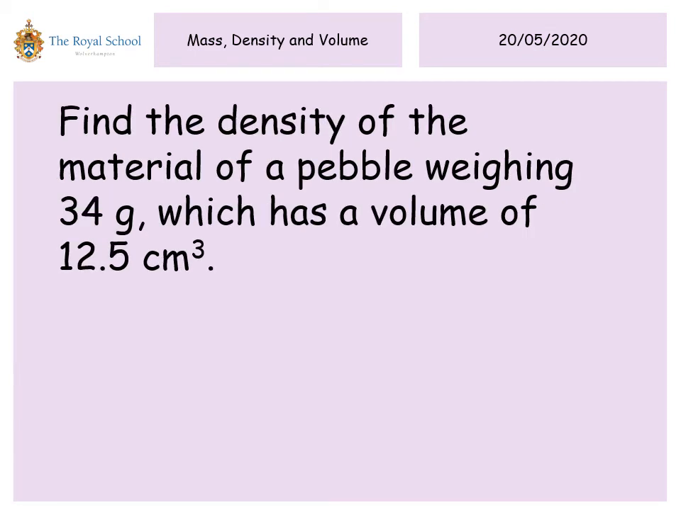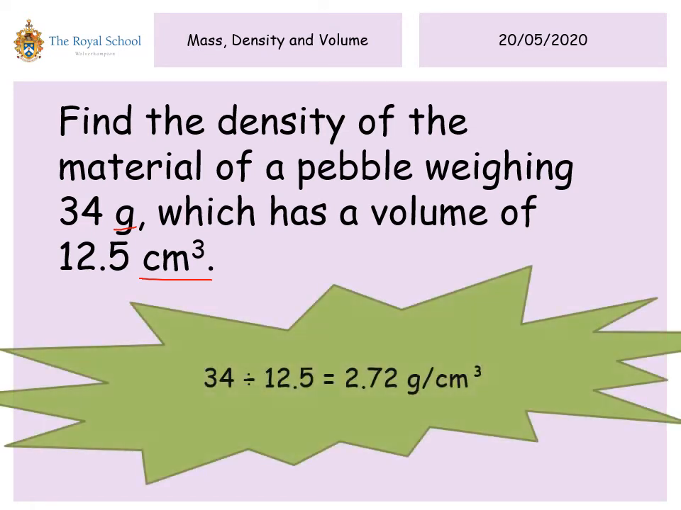So find the density of the material of a pebble, which weighs 34 grams and has a volume of 12.5 centimeters cubed. Pause. And the answers then, density is mass divided by volume. We have got grams and centimeters cubed here, so we can run that as our density. So mass divided by volume, 2.72.